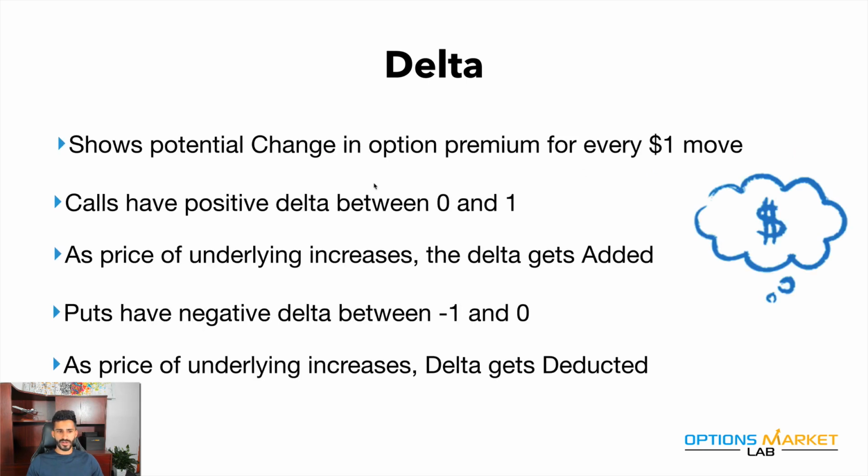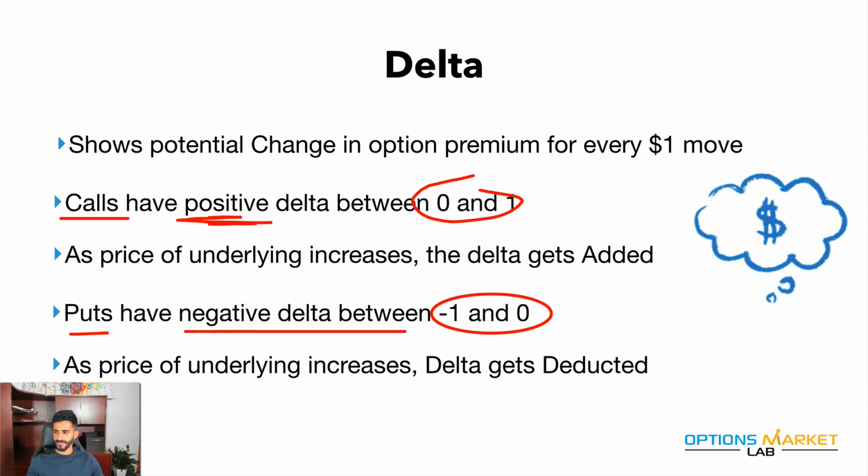More breakdown of delta. Delta once again shows potential change in option premium for every $1 move. Based on each $1 move, delta shows us how much the premium will go up or down. Calls have a positive delta between 0 and 1. Puts have a negative delta between -1 and 0. So that's something you have to keep in mind: calls will have a positive delta, puts will have a negative delta.